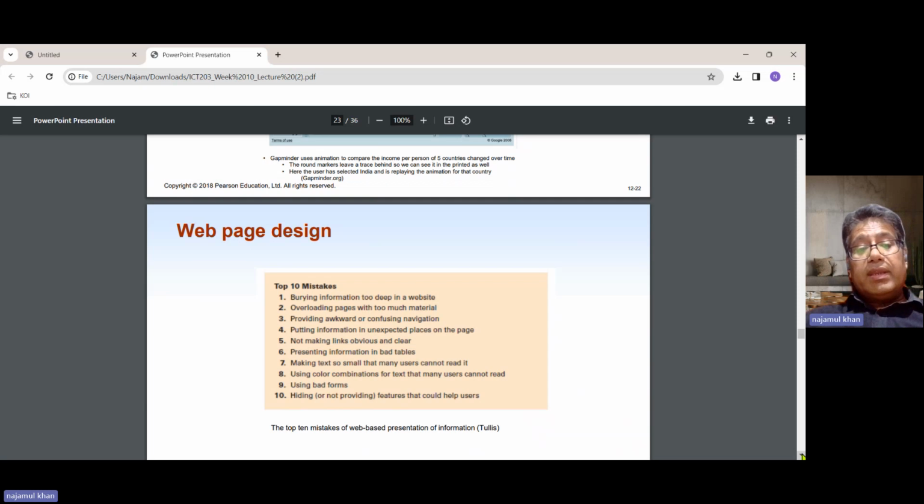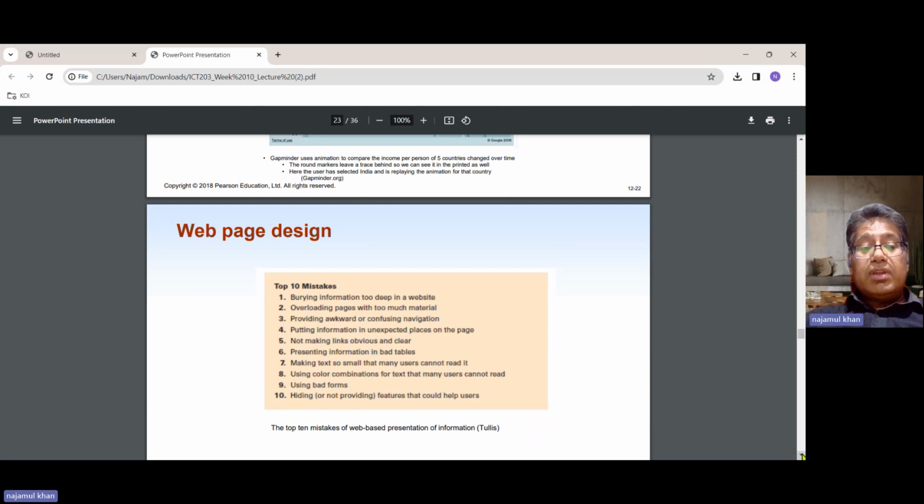Not making links obvious and clear, guys. Links should be right there. Very important. Presenting information in bad tables. Yeah, sometimes tables can be confusing. Make sure the things are easy, easily understood by the visitors. Making text so small that many users cannot read it. Text typography should be good.